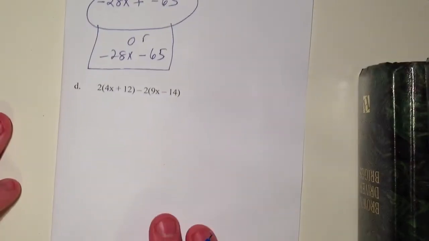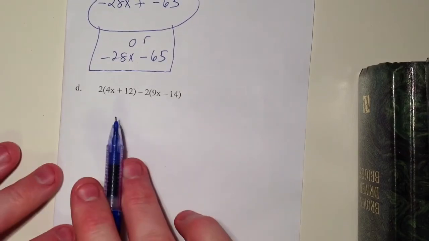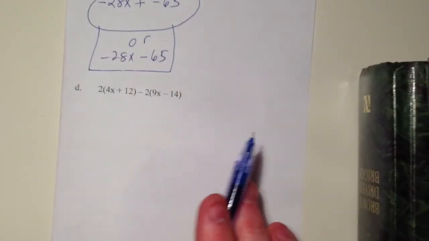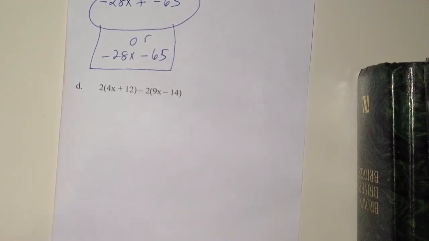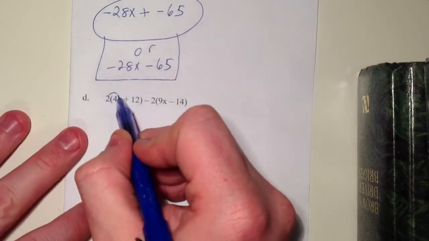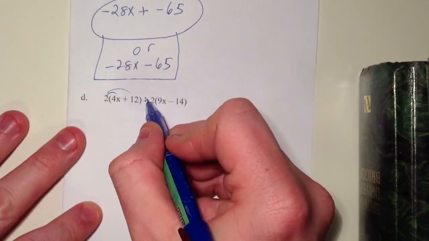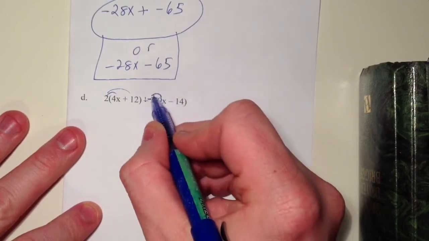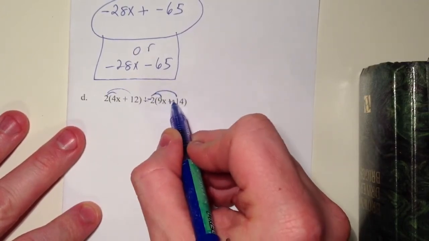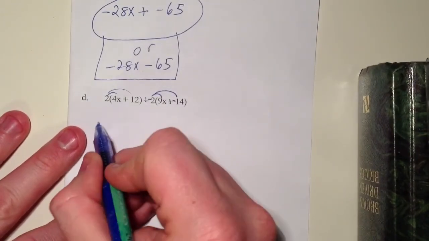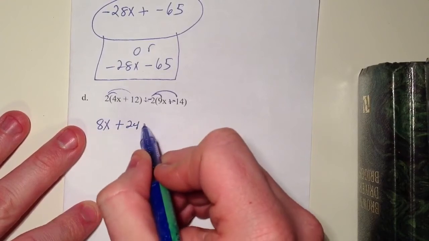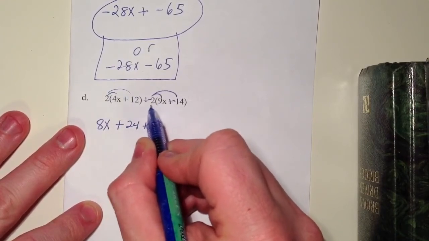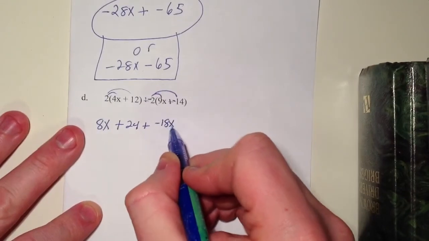Now, try D on your own, and then when you get done with that, press play and come look at it again. So press pause now and try D. All right, so again, we're going to bring the 2 in. Change this to plus negative. Bring the 2 in. I can easily change that to a plus negative also. So 2 times 4 is 8x, plus 2 times 12 is 24, plus negative 2 times 9 is negative 18x.